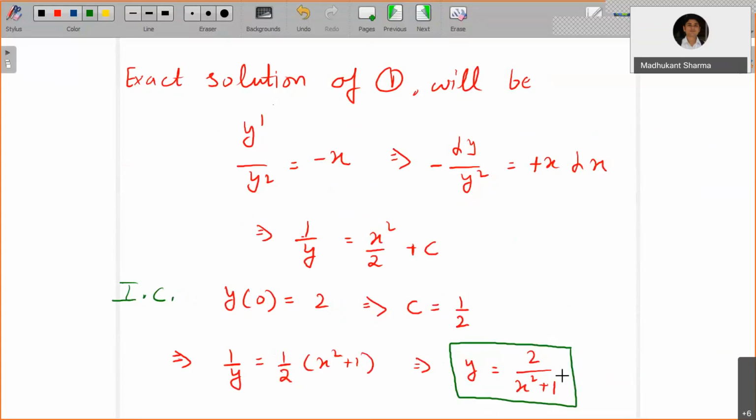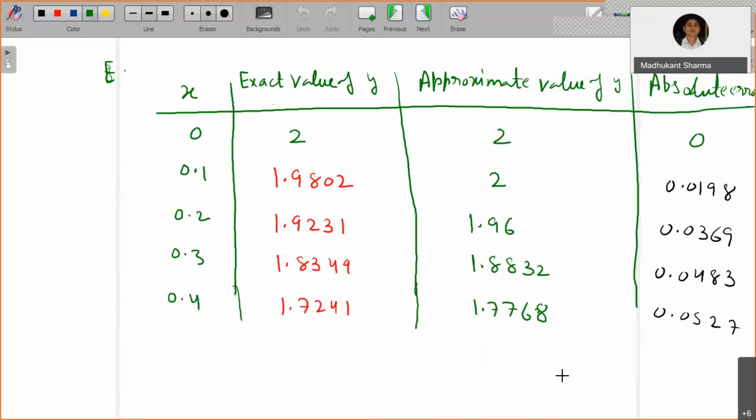Now I have prepared one table for the exact value at x equals 0.1, x equals 0.2, x equals 0.3, x equals 0.4, and then compare it with the approximated value obtained with Euler's method. We also see the absolute error in this case. The first column is for the nodal points 0, 0.1, 0.2, 0.3, 0.4. Then the exact value of y uses the formula y equals 2 by x square plus 1, and the approximate value of y is using Euler's method.